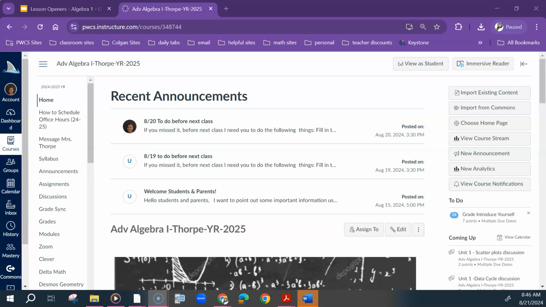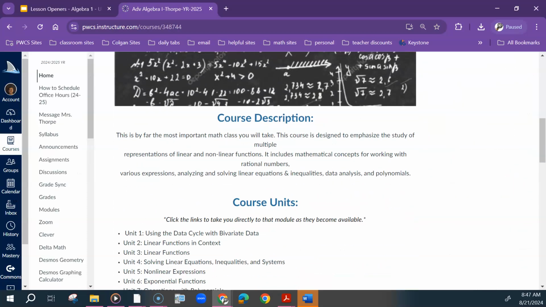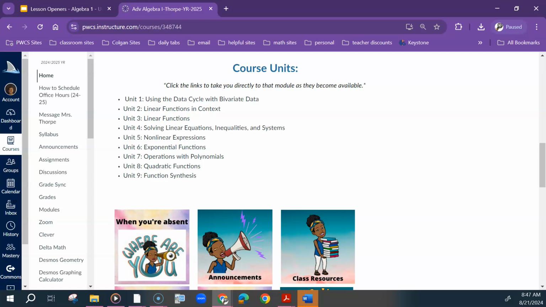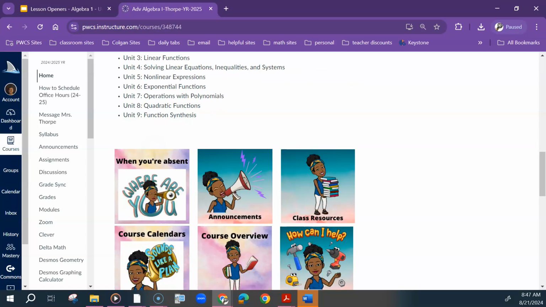Now, your home page looks a little different, but still the same. The most recent announcements will be here. So if you're not getting these, or maybe you turn notifications off, just check them, because it will always tell you. We'll go into one of the announcements later, what you need to do before the next class, just in case you missed it in class. On that same homepage, if you want to go directly to a course unit, you can do so from right here.